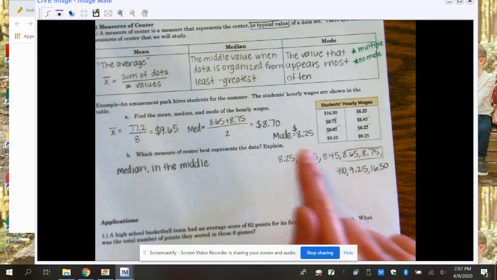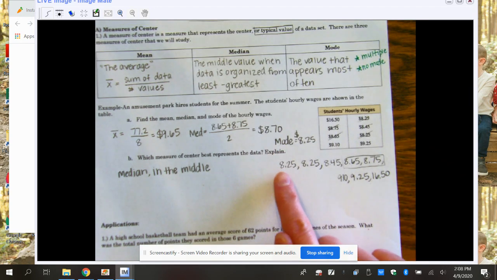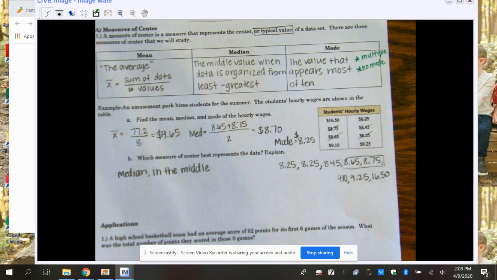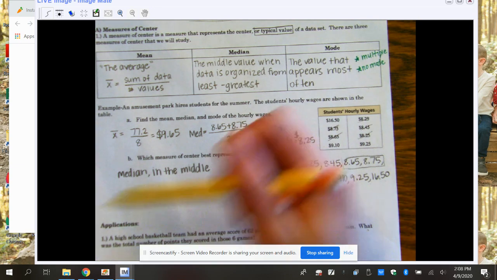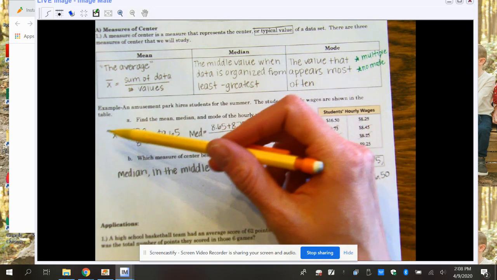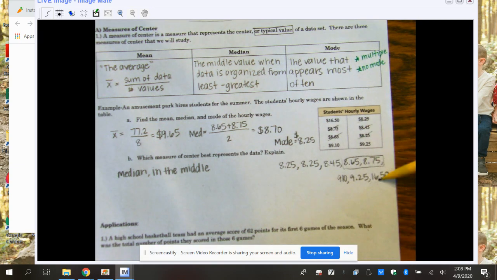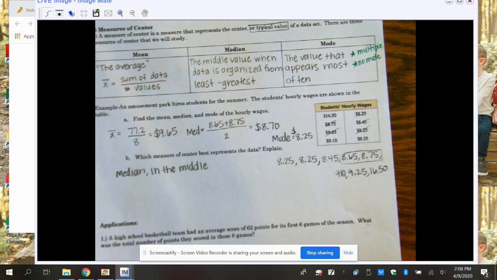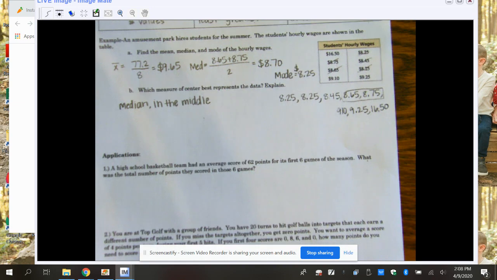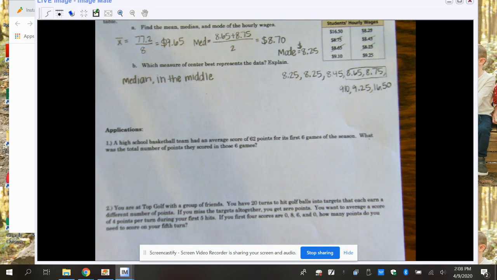They would not want to advertise the mode because that's the lowest. So technically they should advertise the median, but most people will take advantage of that value that's pulling the mean up and advertise that. And those are some of the things that we'll look at as we move through this unit. So the rest of this lesson is going to focus on some applications, mainly finding the mean.